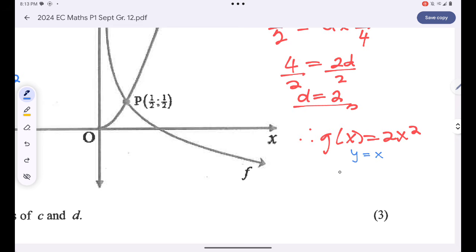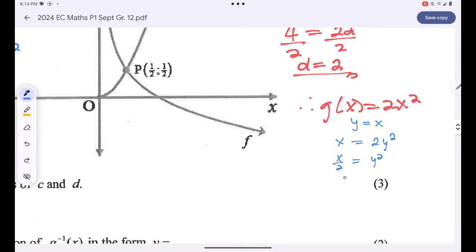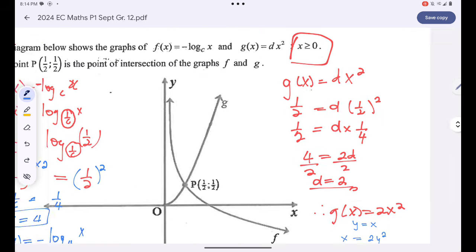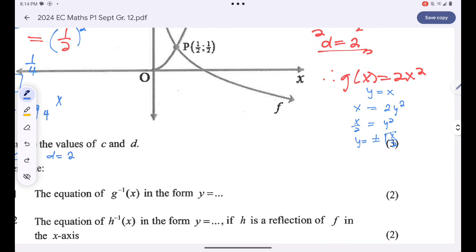That simply means whenever I come across y, I'll substitute x, and whenever I come across x, I'll substitute y. The only thing I need to do now is to simply isolate the value of y. I can divide both sides by 2. I'll end up having x over 2 being equal to y squared. If I take the square root on both sides, y will simply be plus or minus the square root of x all over 2.